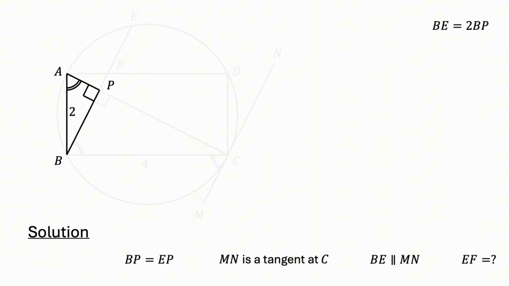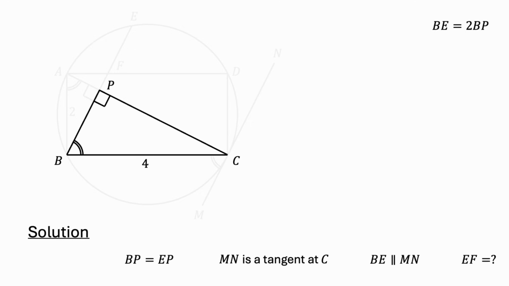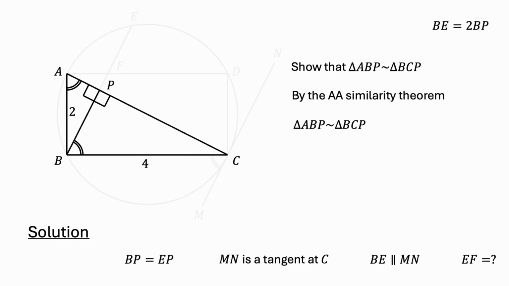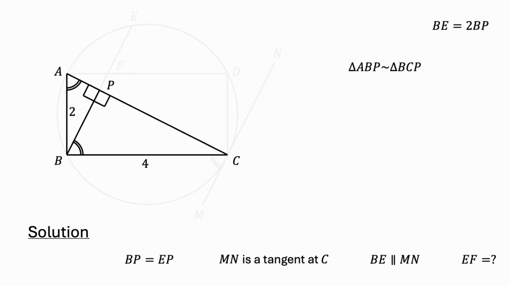Following this, consider triangle ABP and triangle BCP. Let us show that these triangles are similar. Since angle PAB equals angle PBC and angle BPA equals angle CPB equals 90 degrees, by the AA similarity theorem, the two triangles are similar. Since corresponding sides in similar triangles are proportional, we have AP over BP equals AB over BC, or AP over BP equals 2 over 4. Therefore, AP equals half BP.